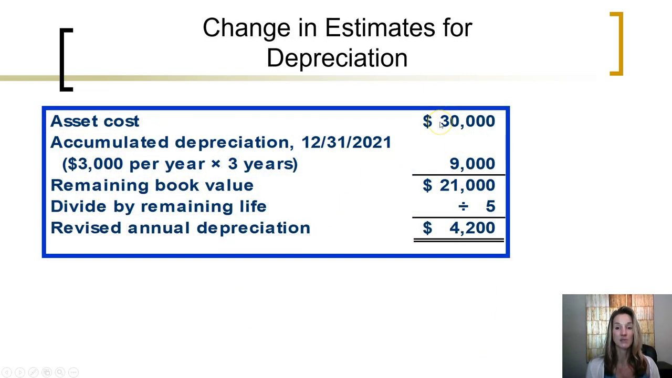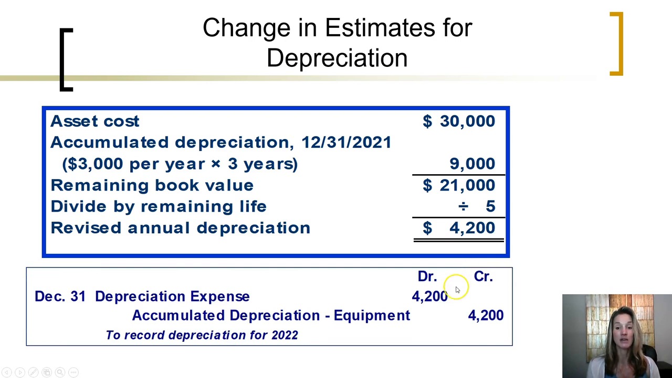The asset's cost was $30,000. At the time of the change in estimate, accumulated depreciation, $3,000 per year, was $9,000. Thus, the book value at the date of the change in estimate, $21,000. The remaining useful life as of the date of the change was 5 years. So the revised annual depreciation will be $4,200.